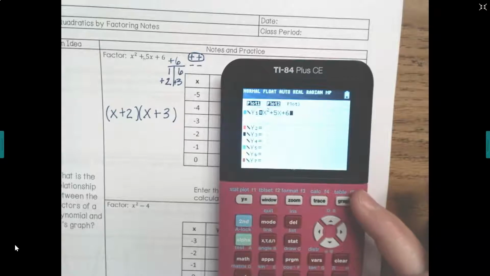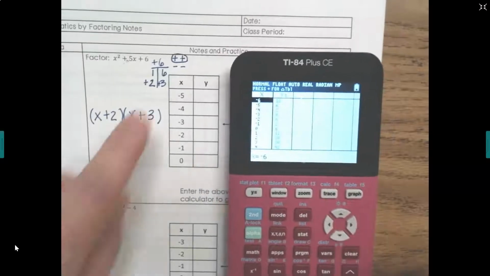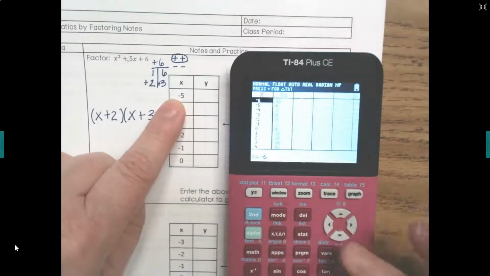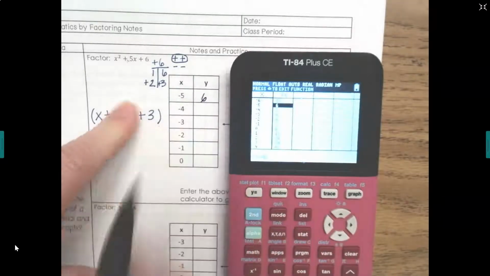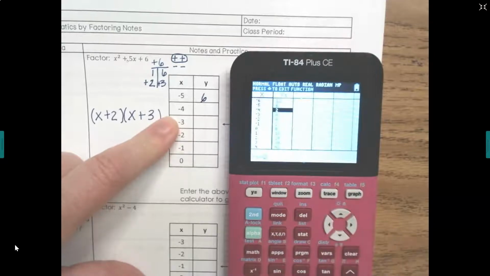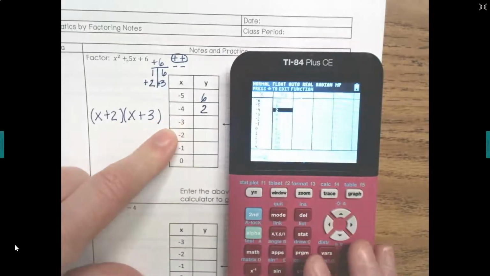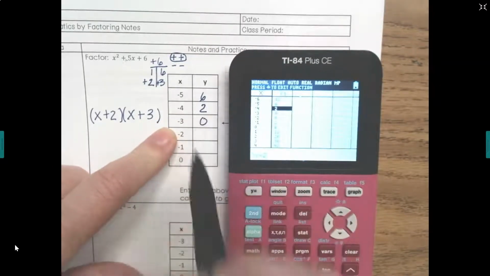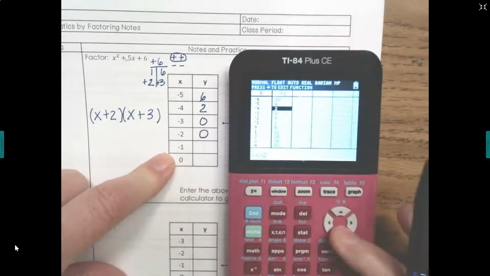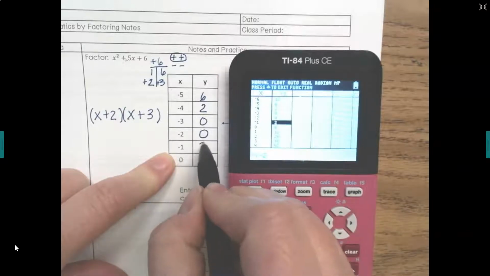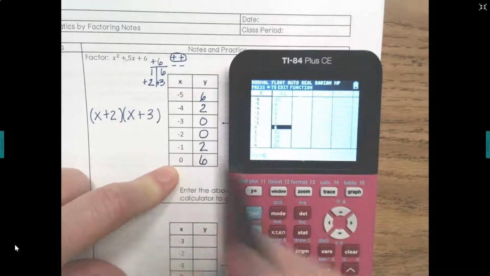Go to your table, which is the second graph button, so we can look at our table. If x is negative 5, y is 6. If x is negative 4, y is 2. If x is negative 3, y is 0. If x is negative 2, y is 0 again. If x is negative 1, y is 2. And if x is 0, y is 6.